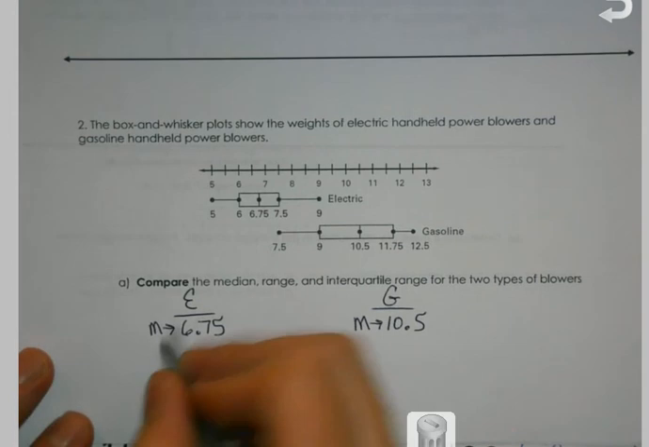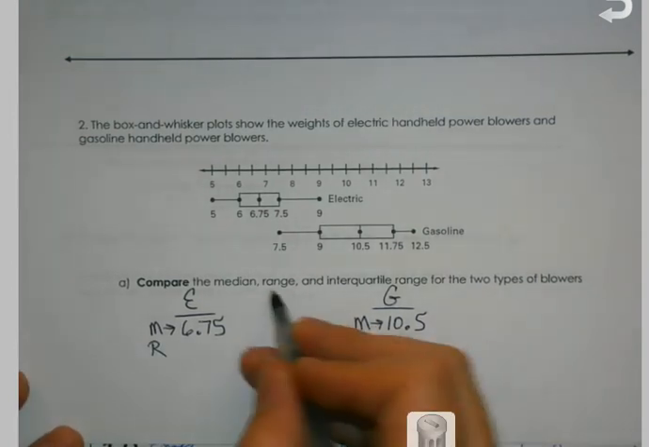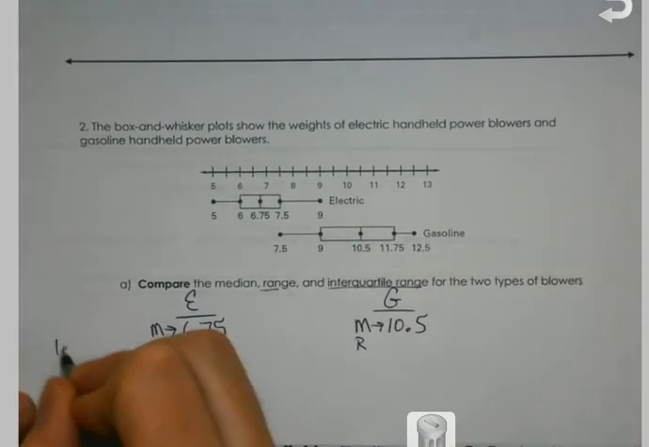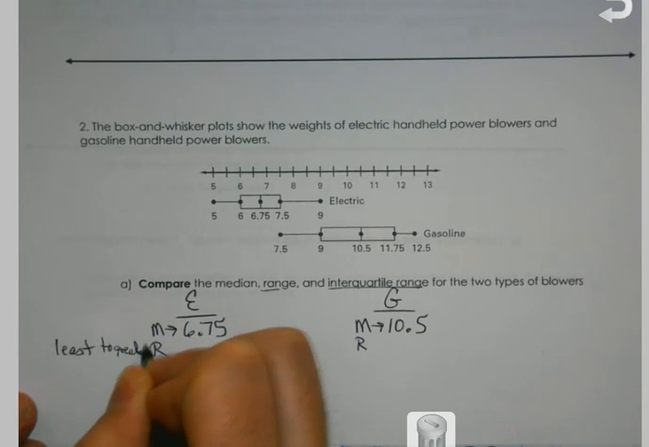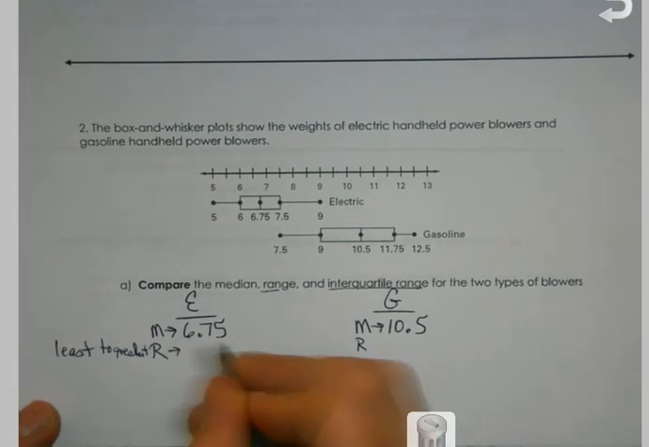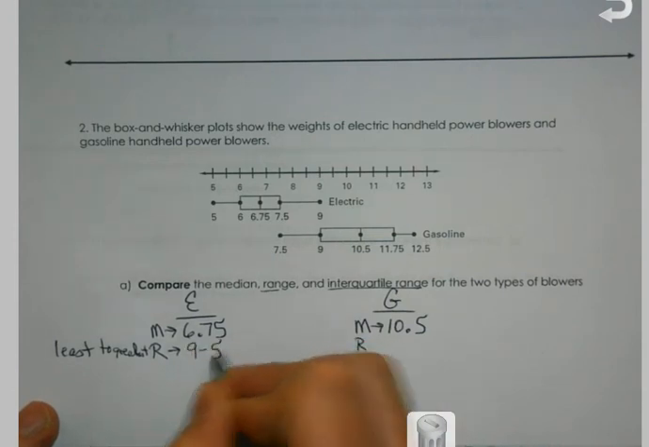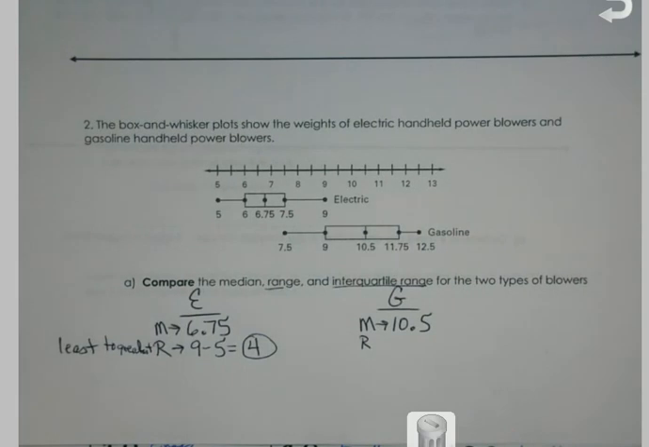So let's see. The range, and we're talking about, when it talks about range and inner quartile, they're different. Range is just least to greatest. So what's my least and what's my greatest value on the electric? 5. Okay, so here, if I'm looking at range, we're going to take bigger minus smaller, and we're going to subtract them. So on the electric, my range, my least to greatest, would be a difference of 4. It's 4 to get from 5 to 9.